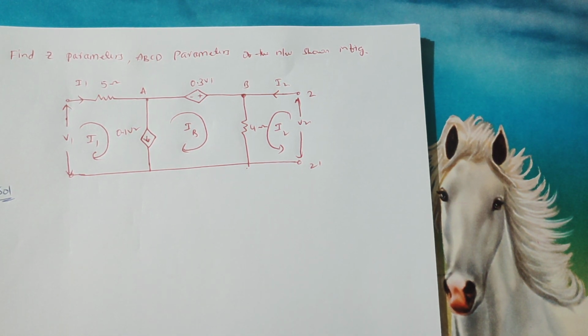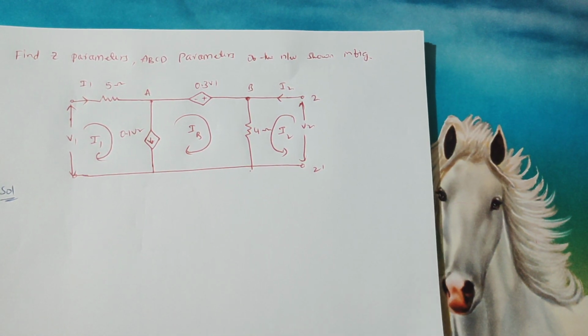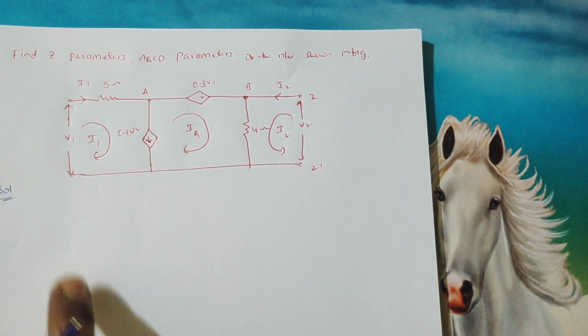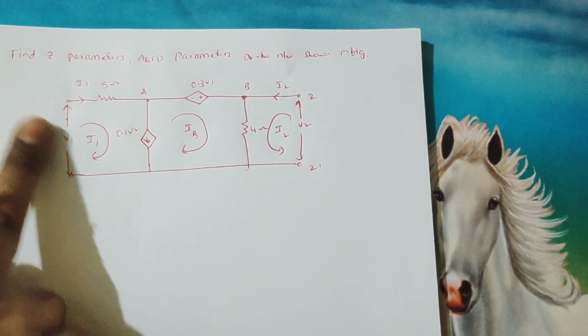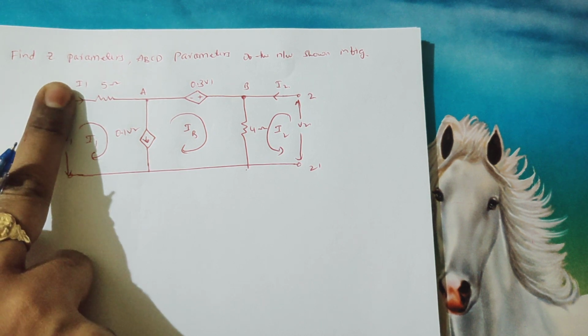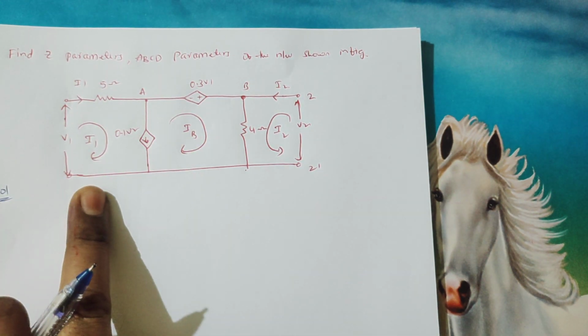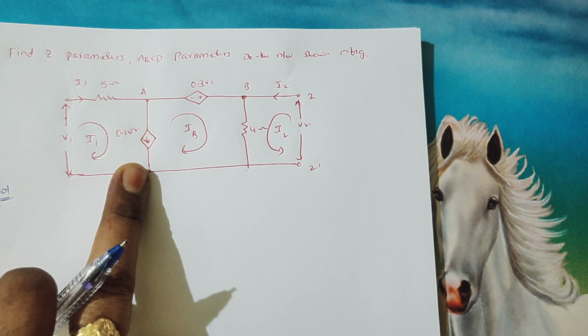Hello everyone. Today I am going to explain one problem on two-port network parameters. So in this one, for a given network, they are asking to find out the Z parameters and H parameters. So this is the given circuit.